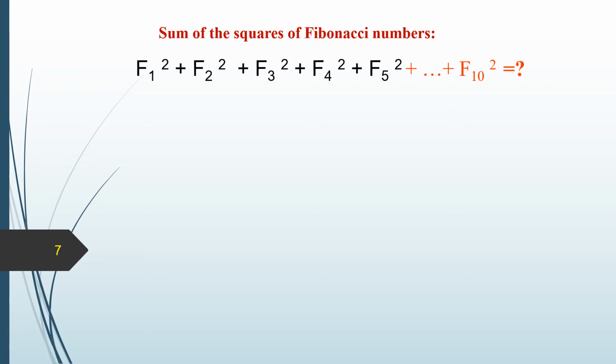Now we will ask them to find the sum of squares of Fibonacci numbers. f1 squared plus f2 squared plus f3 squared and so on is equal to what? We can ask them to express it as a Fibonacci number or in terms of Fibonacci number or numbers.